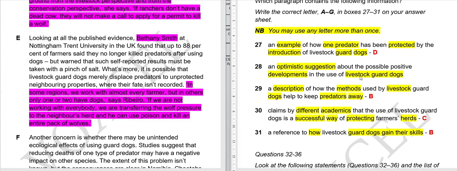So, is there a mention of an optimistic suggestion? There are negative thoughts like: we are not actually saving them, we are just giving them to another herd to kill. If other herds' cattle were killed, that farmer will kill them. If not the farmer in whose herd they were kept, then another farmer will kill them. So there is nothing optimistic in this. So we will read in the next paragraph, F.